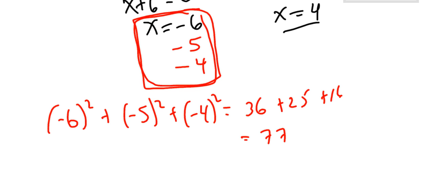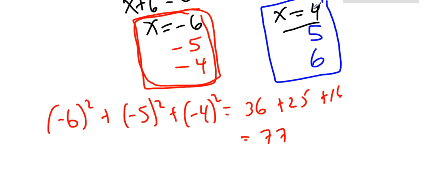So one answer is that the consecutive integers negative 6, negative 5, negative 4 is a valid solution. So let's check the other value of x we calculated, which was 4. And if x is 4, then the next consecutive integer is 5, and then 6. Do these 3 numbers have the property that if I square them and sum those squares, I get 77? Well, obviously that's true because squaring negative 6 is the same thing as squaring positive 6. So yes, both sets of numbers are valid solutions.